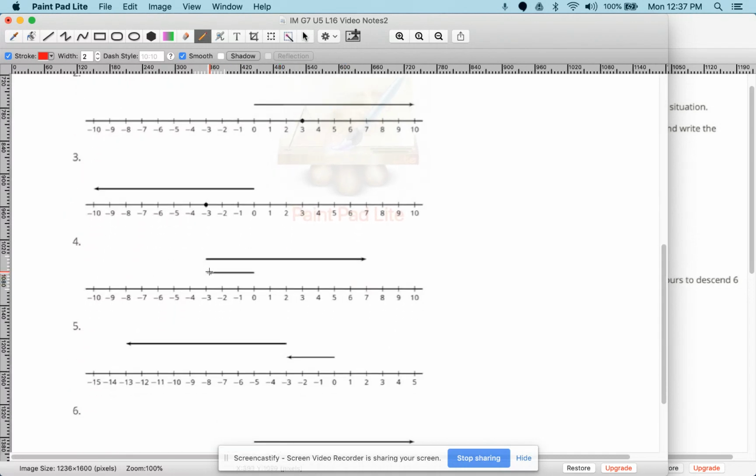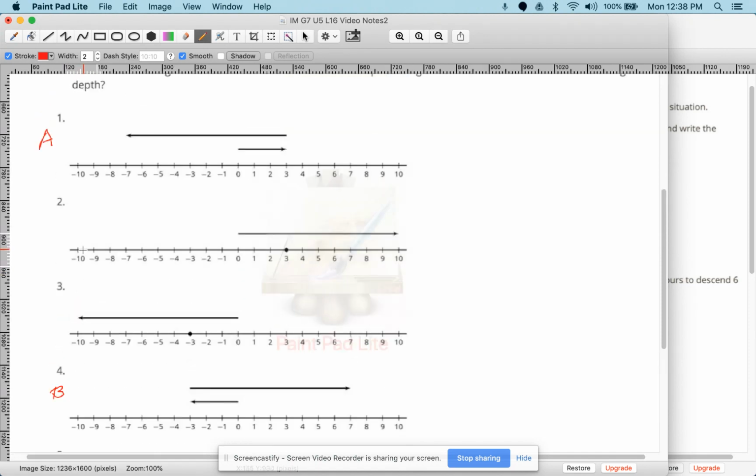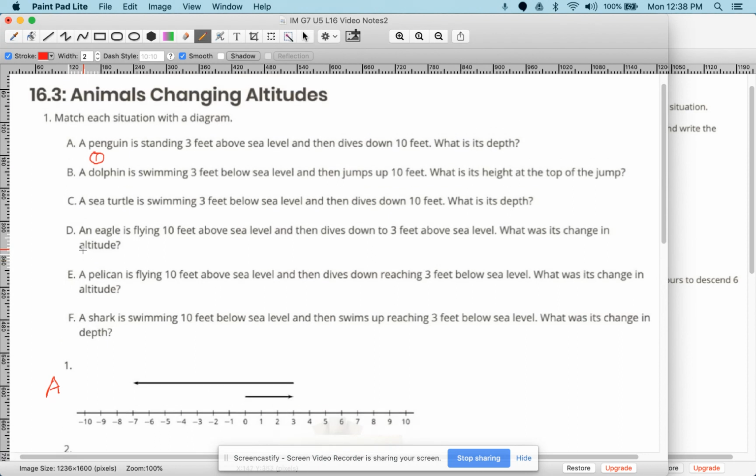4 is 3 feet below, and it goes up. So does it go up 10? Let's check it. 1, 2, 3, 4, 5, 6, 7, 8, 9, 10. It does. So this is going to be situation B. And that's graph 4. So I'm going to go back up here and put that as number 4.